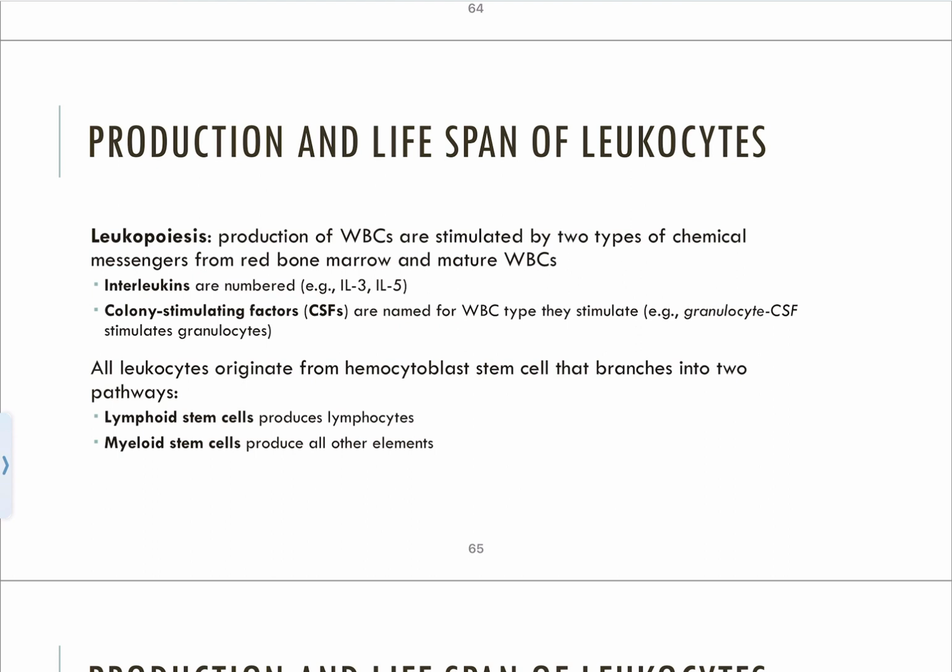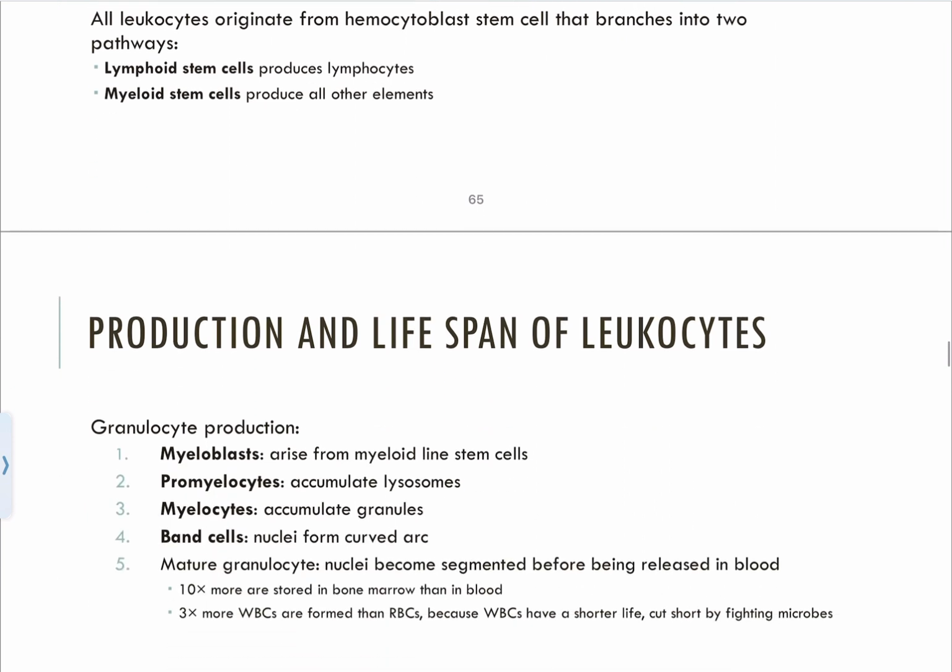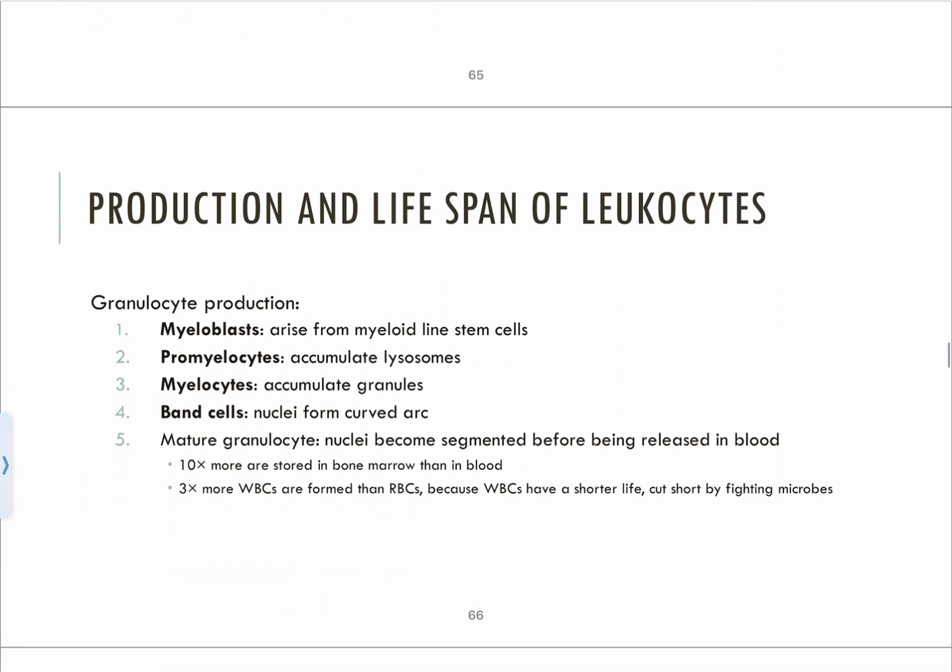So if you remember when we talked about erythropoiesis, all of our erythrocytes originally progenerated from a myeloid stem cell. Same thing when we're talking about all of our leukocytes, the same myeloid stem cell line, with the exception of lymphocytes. So lymphocytes originate from the lymphoid stem cell line. So we have the same process. It's slightly different depending on whether or not we're producing a granulocyte or an agranulocyte.